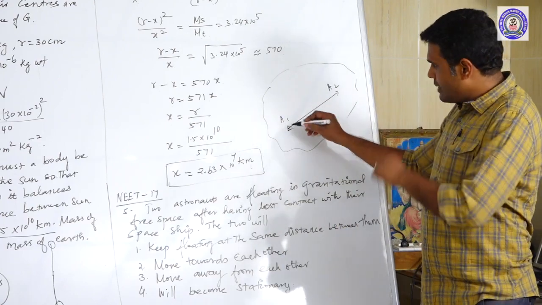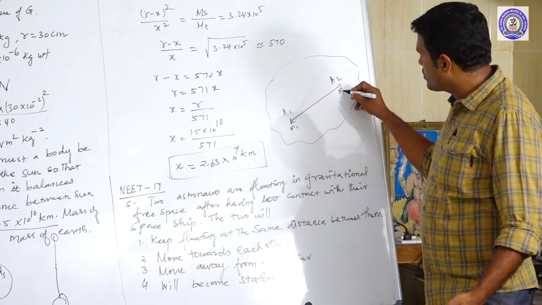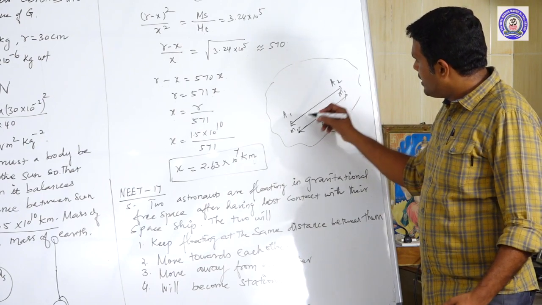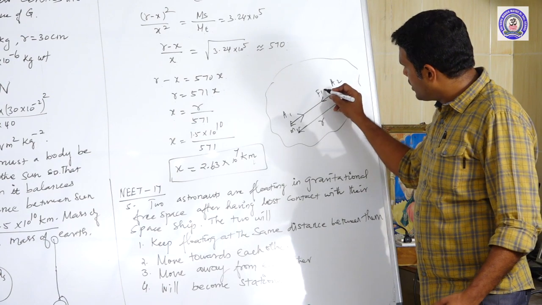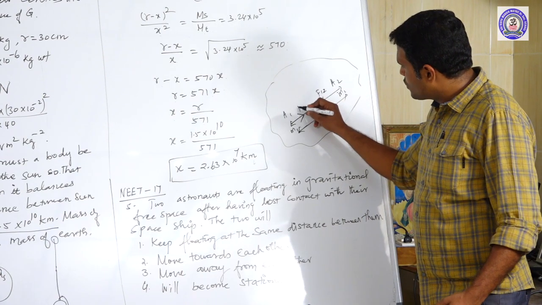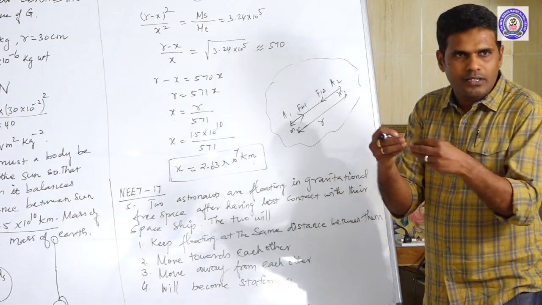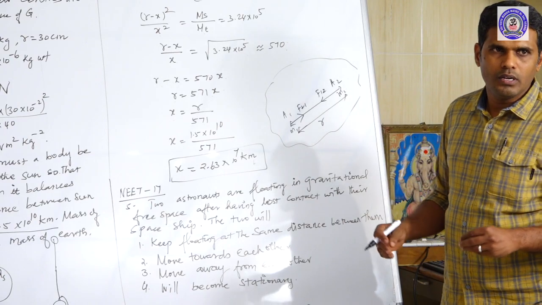They have definite masses, let us say M1 and M2, separated by a distance R. So what will happen? M1 will attract M2, M2 will attract M1. So I can write F12 and F21. We can say the two forces are acting towards each other, so they will move towards each other.